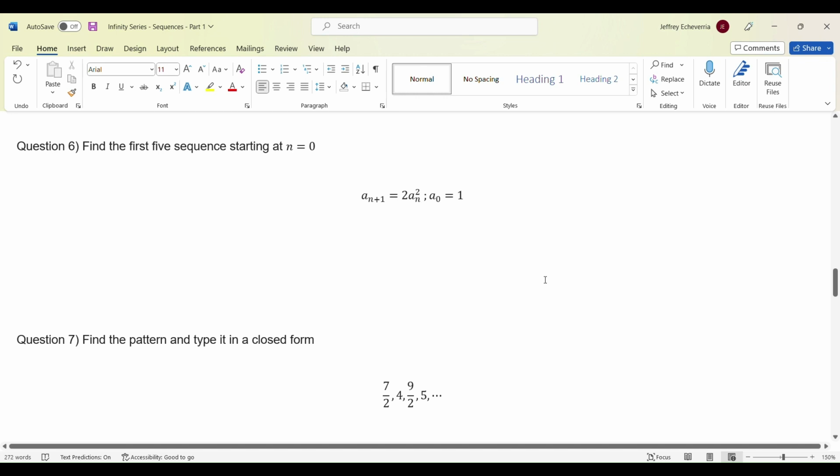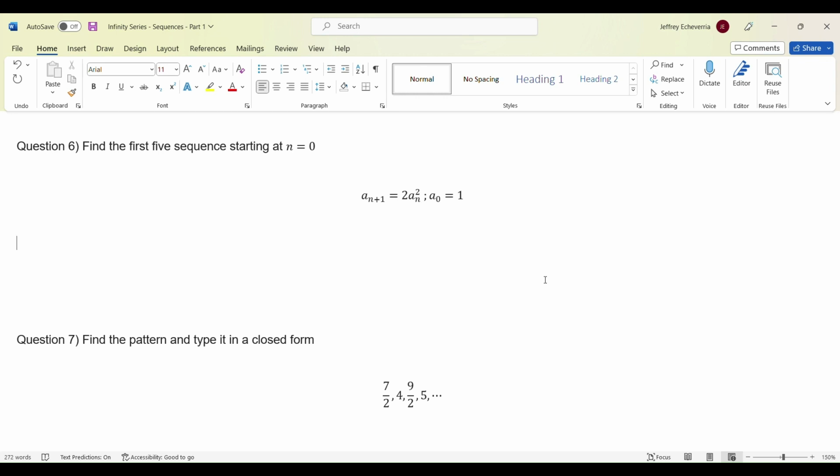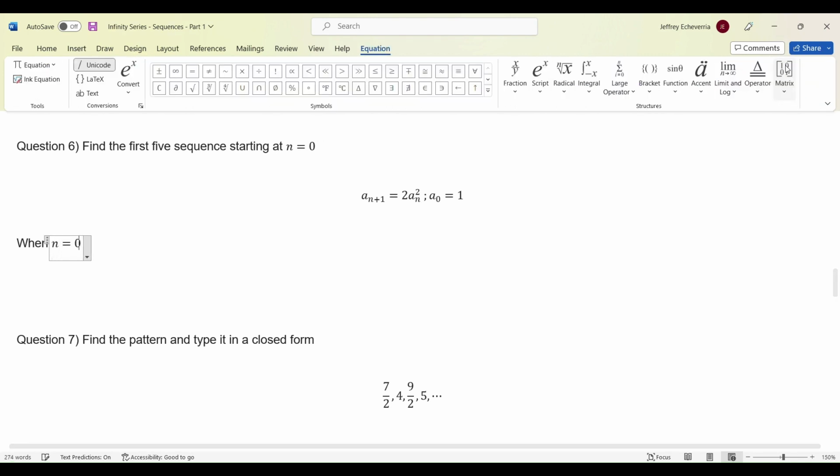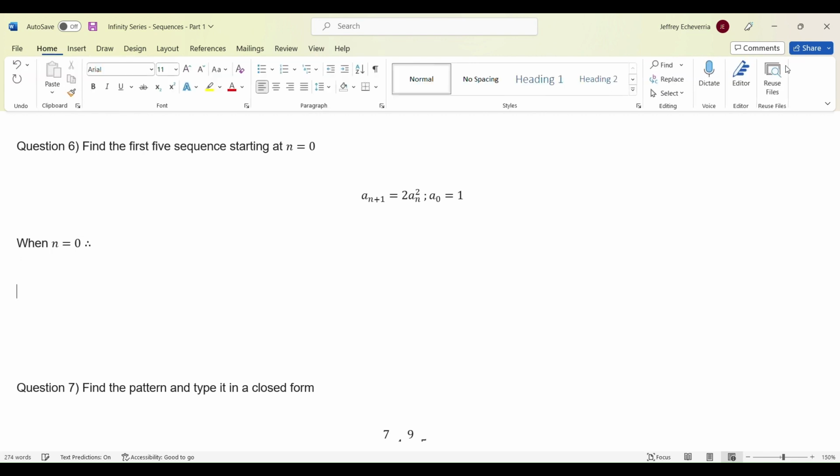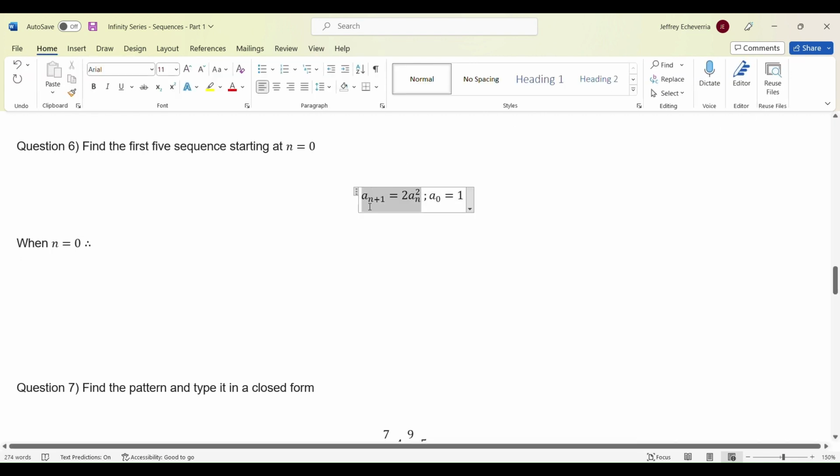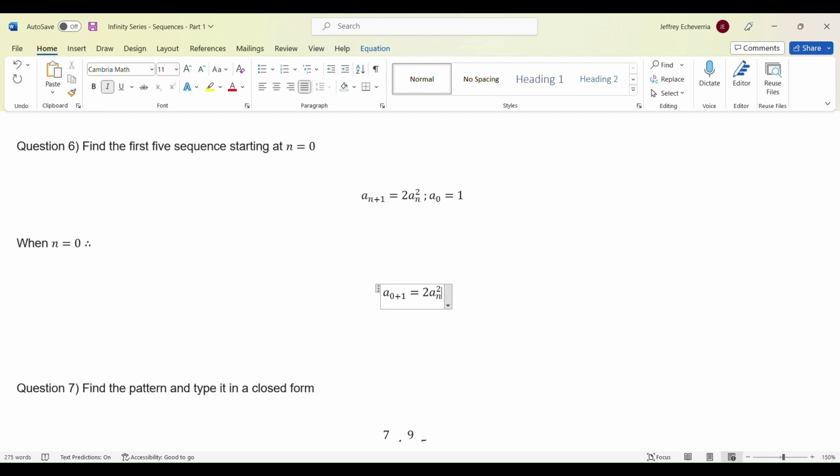Question number 6. Find the first 5 sequences starting at n equals 0. So let's start. When n equals 0, therefore, let us copy and paste here. So replace the n's with 0. A sub 1 equals a sub 0 squared. But remember, we're told that a sub 0 is 1. Therefore, a sub 1 equals 2 c dot 1 squared, which gives us 2.